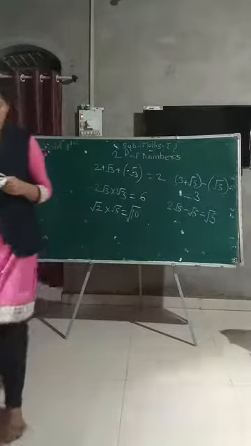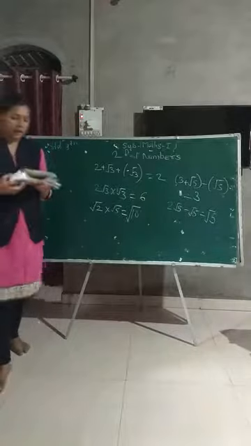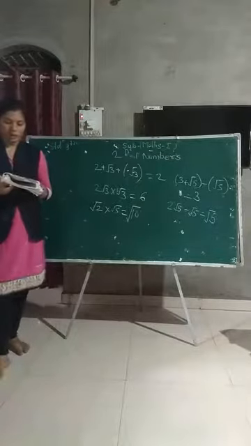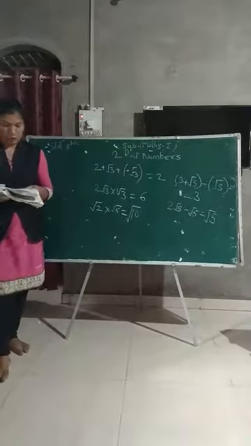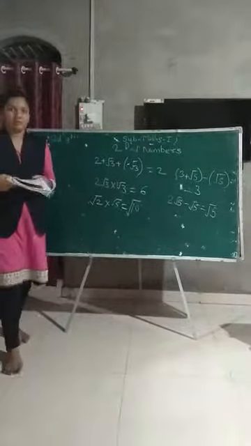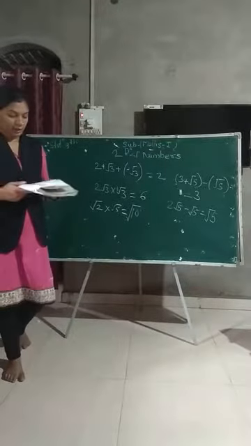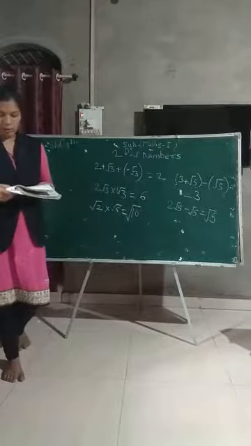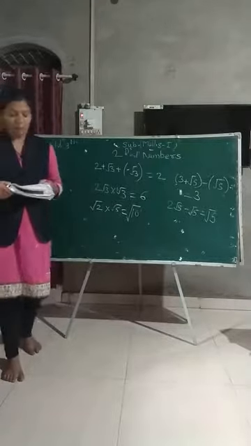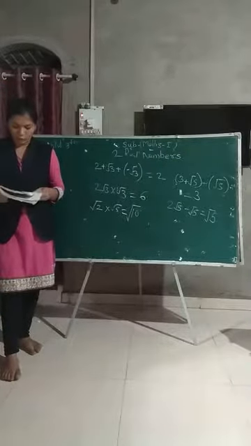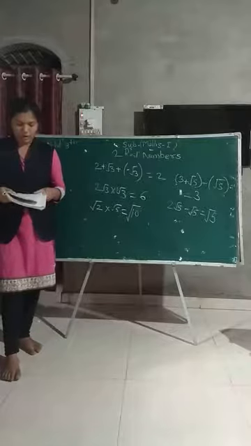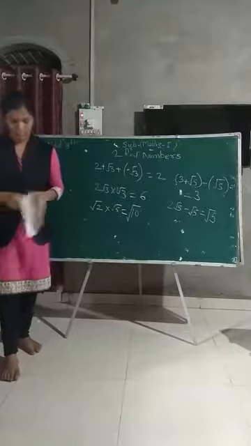Remember these properties of irrational numbers. Addition or subtraction of a rational number with an irrational number is an irrational number. Multiplication or division of a non-zero rational number with an irrational number is also irrational. Property second, multiplication or division of a non-zero irrational number with an irrational number is also an irrational number. Property number 3, addition, subtraction, multiplication and division of two irrational numbers can be either a rational or irrational number.